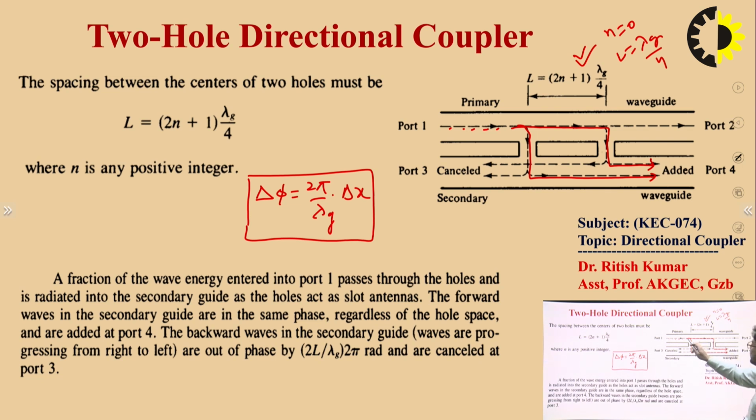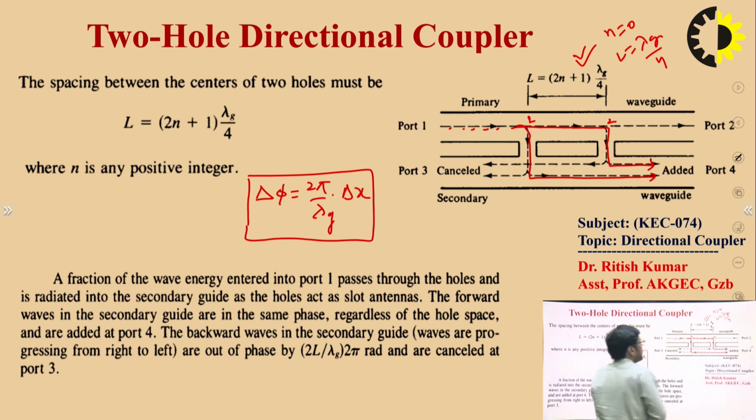You can see the travel path distances from hole number 1 and hole number 2 are equal. That's why the phase difference is 0. That's why both powers received at port 4, from hole number 1 and hole number 2, are in phase. That's why the power is added at port number 4, right? That's why we get power at port number 4.